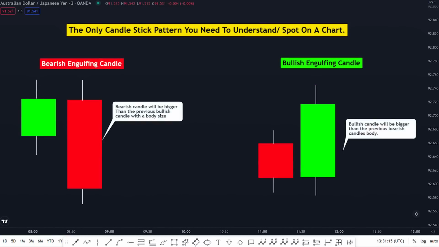This strategy is not very hard because what you need to understand is just an engulfing candle. To spot it easily on a chart, first understand that every candlestick has a body. So when the next candlestick is bigger than the previous candlestick in body size, they will form what we call an engulfing candle. And they should also be different in color, like in these 2 examples.